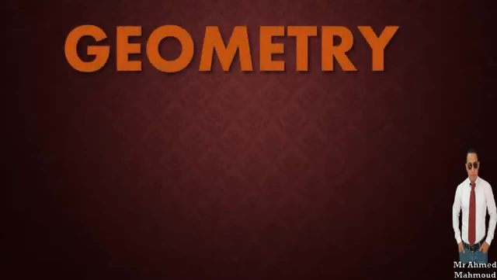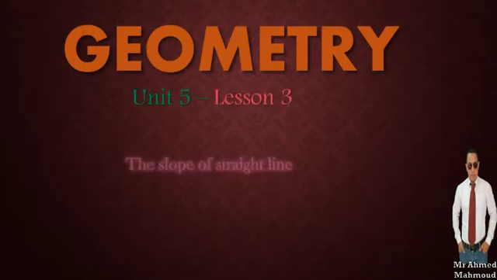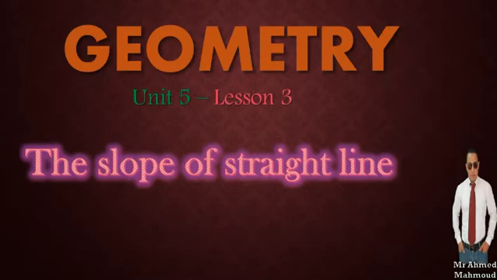Today, inshallah, we have Geometry, Unit 5, Lesson 3. The lesson is called Slope of the Straight Line. This is not a new lesson. We already studied the slope of a straight line in the second prep, but we studied it in algebra. Today, inshallah, we are going to study this lesson in geometry, and we have some geometrical applications about this lesson. First, what's the meaning of the slope?